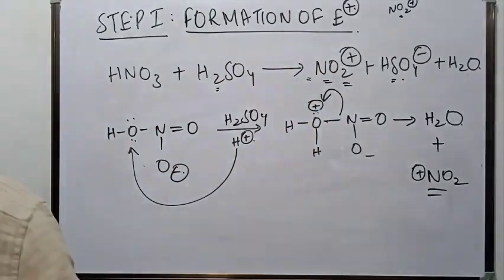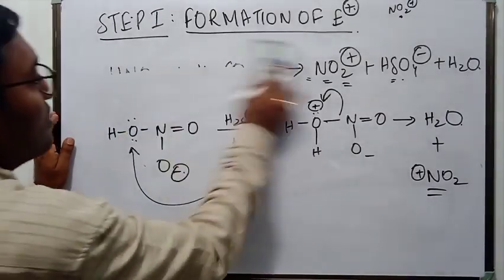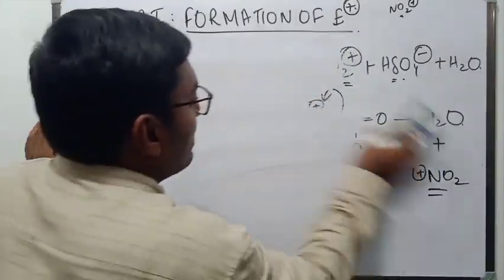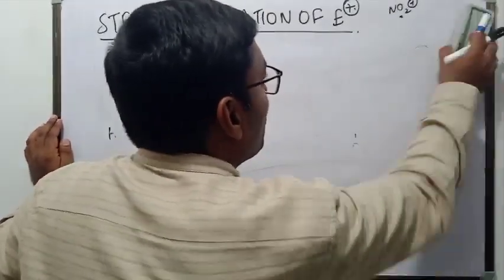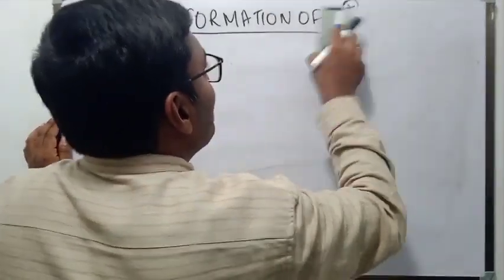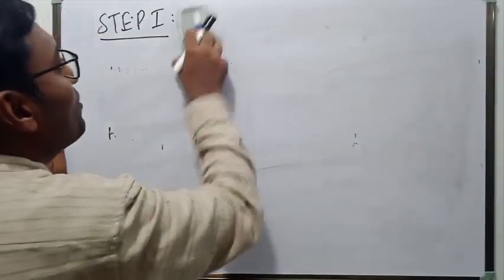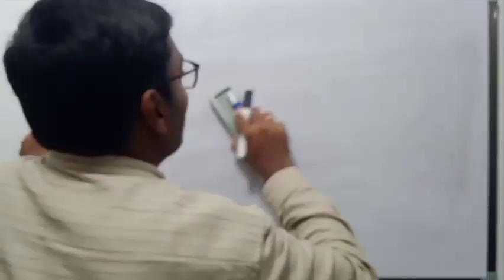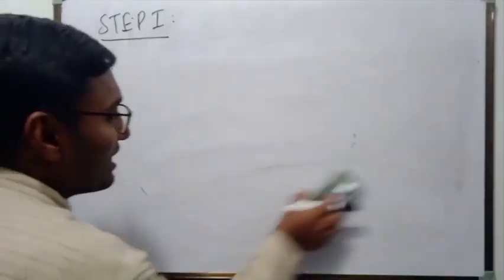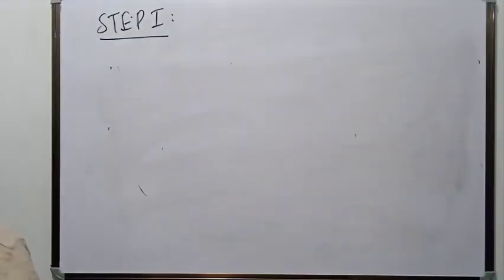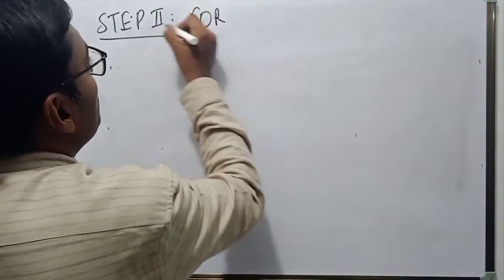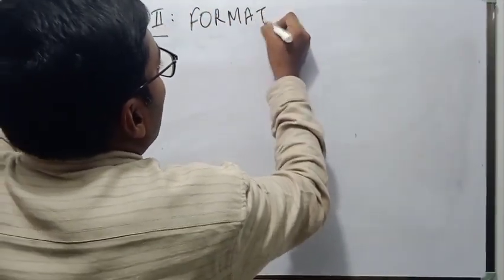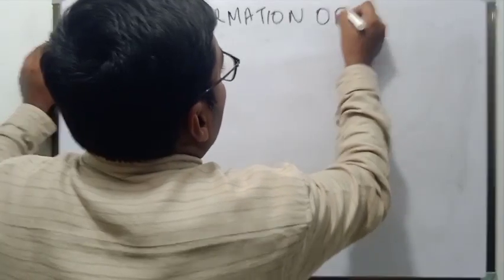So the second step is the formation of a carbocation, and it results because of the attack on the benzene ring, right? So the E plus that is born now is not going to sit idle. It will surely attack the benzene ring and form a carbocation. Let's see, formation of carbocation, step 2, formation of carbocation.